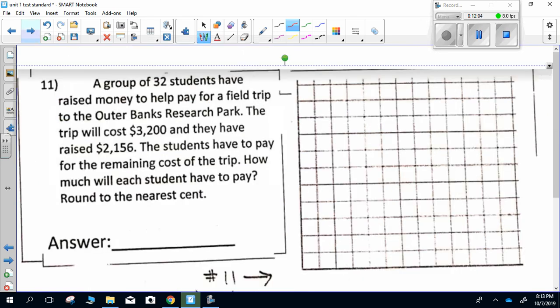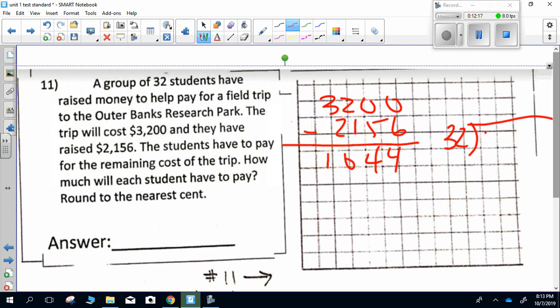All right, here's the field trip question. First thing you have to do is take how much money it's going to cost and subtract how much money you've raised. So that leaves us with $1,044, which is going to be split evenly amongst the 32 kids.